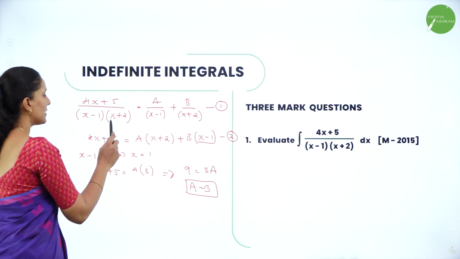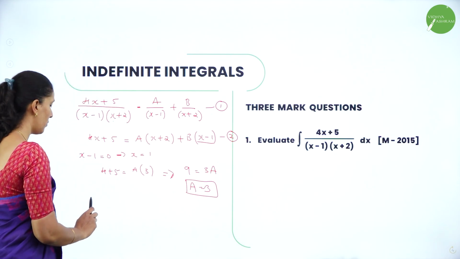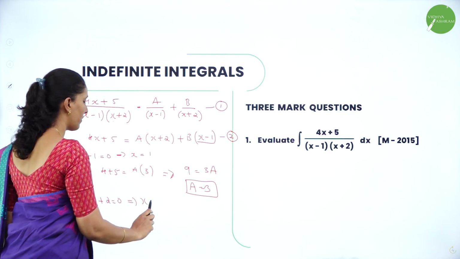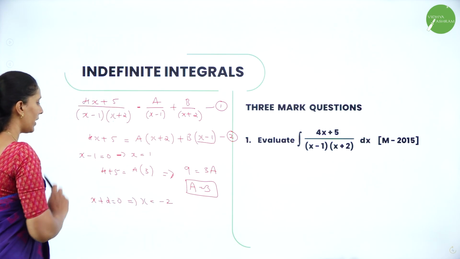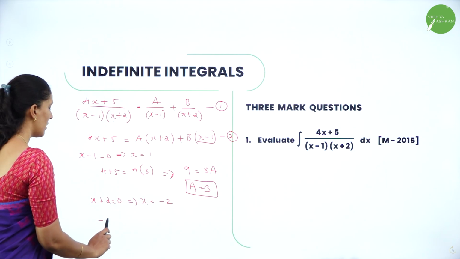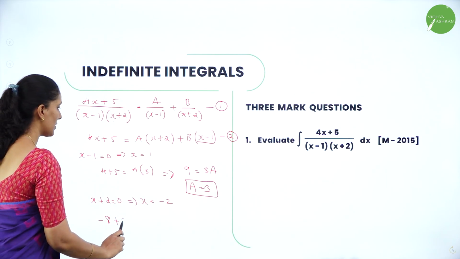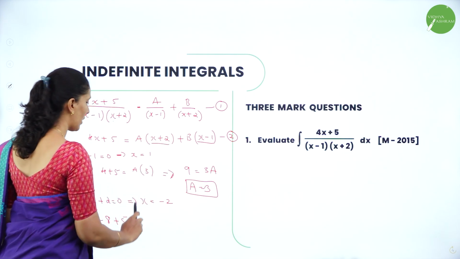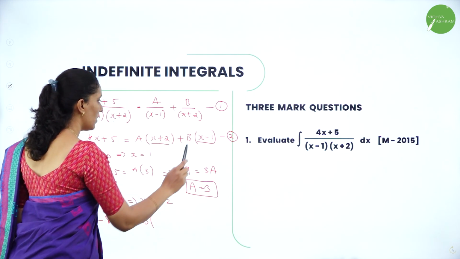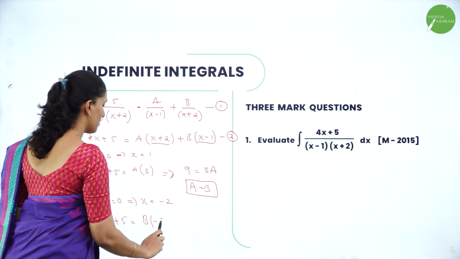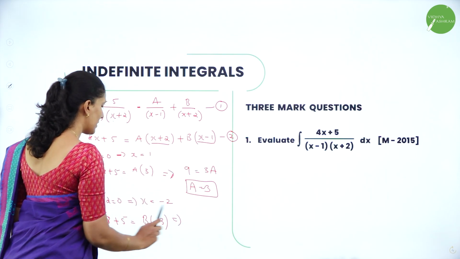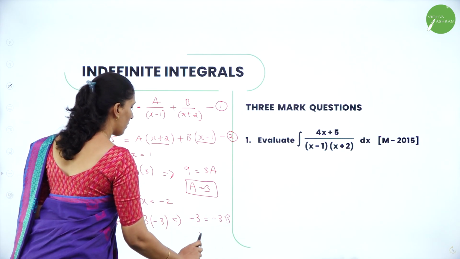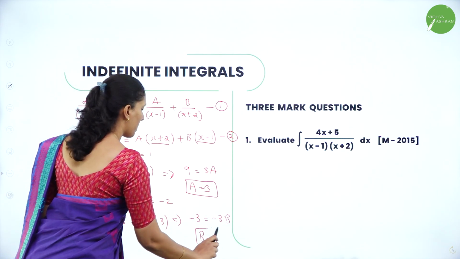Next, similarly, let's equate x plus 2 to 0. If you take x plus 2 as 0, then we can take the value of x as minus 2. If you take minus 2 here, then it becomes minus 8 plus 5 is equal to, now the a term becomes 0. So we are left with b into minus 2 minus 1, which becomes minus 3. So this implies minus 3 is equal to minus 3b, or b is equal to 1.